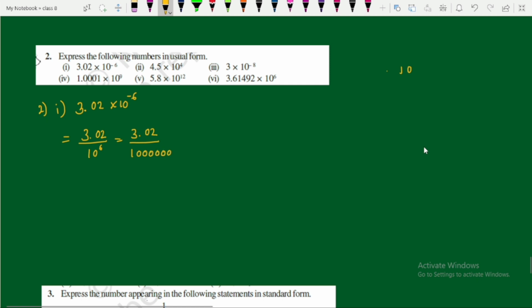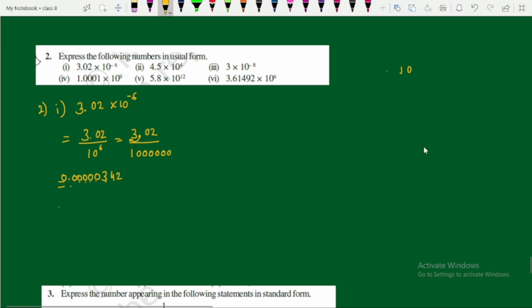Okay, so this we can write. Now the decimal point is here, so we have to shift to the left side. How many places? 6 places. Okay, so we'll write 3, 4, 2. Already one place we shifted here. Again 5 zeros you are going to put here. Okay, so here we'll put the decimal point. See, 1 2 3 4 5 6.